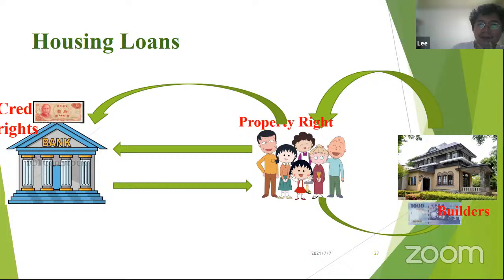For example, maybe you are a publisher. You publish some magazine, and you issue it every month. The people will pay you money by month, and every year you will receive some money from the people. So this kind of revenue, this kind of account receivable, you can also use the right for asset securitization.